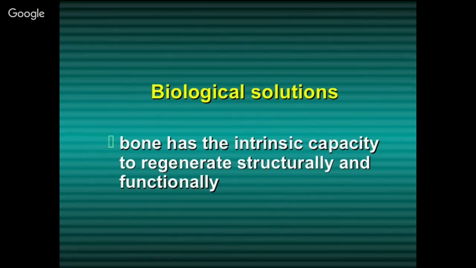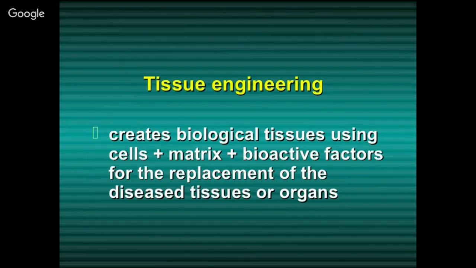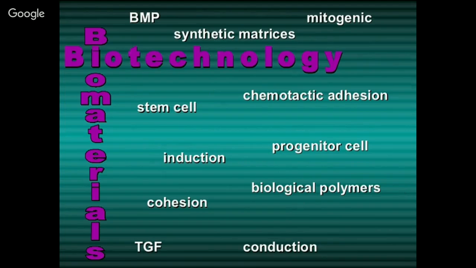Biological solution: bone has the intrinsic capacity to regenerate structurally and functionally. Articular cartilage, menisci, tendons and ligaments have little or no ability to regenerate a replica of normal tissue. Now we are in the era of tissue engineering, where we create biological tissue using cells, matrix and bioactive factors to replace diseased tissue and organs. There are bone morphogenetic proteins, synthetic materials, stem cells, and transforming growth factor.